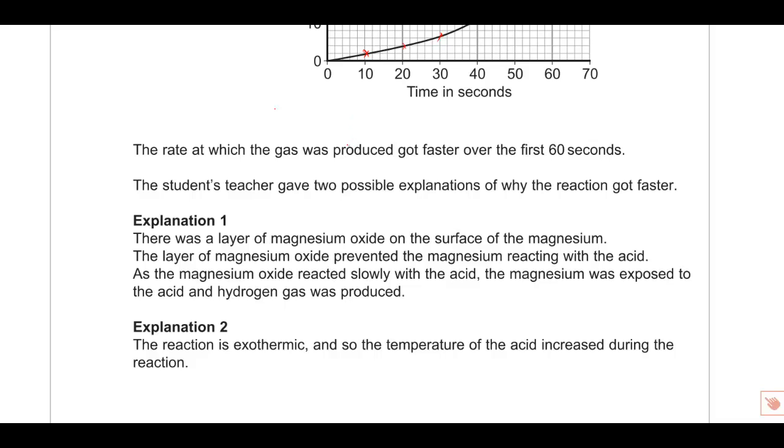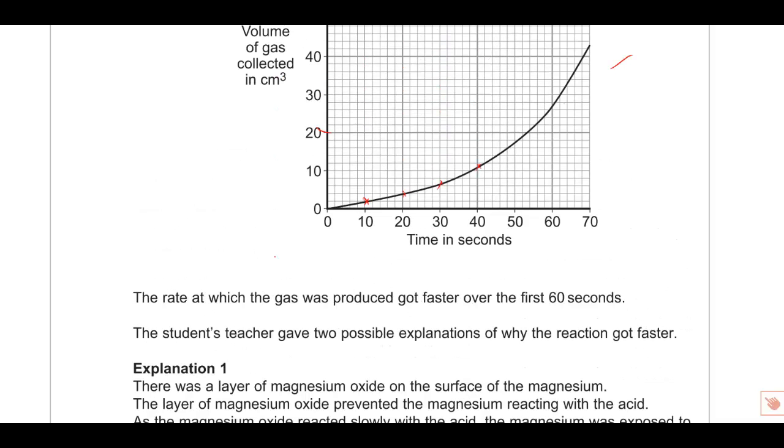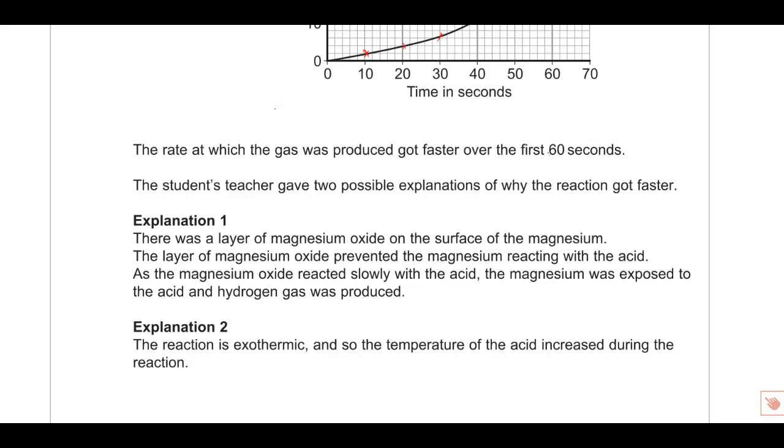This is quite a nice question because it's very practical based, as you would expect from paper 2. The practical is looking at the questions, looking at these given explanations, and then they're going to get you to prove, well, how could you prove each one of these? So the first explanation is, and this is why it got faster over the 36 seconds, and we can see it's actually increasing there, that there was a layer of magnesium oxide on the surface of magnesium.